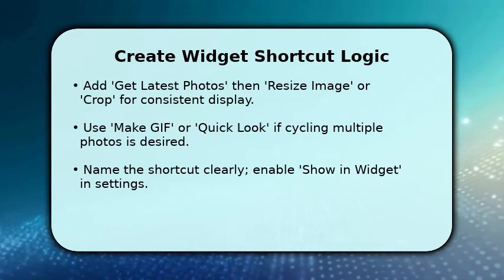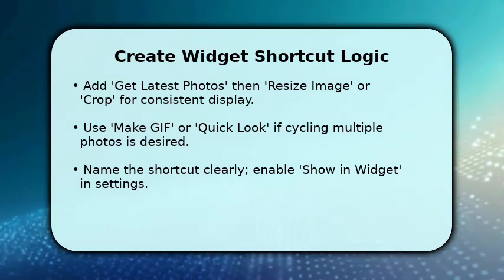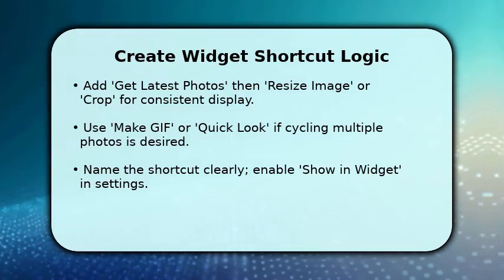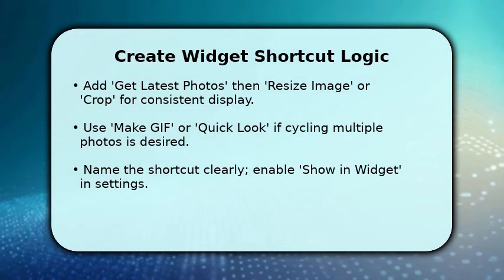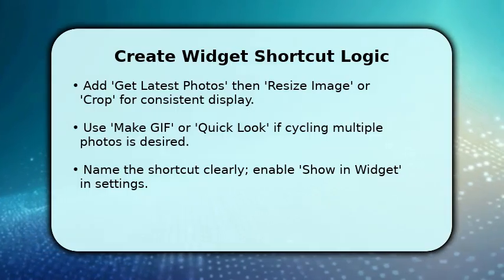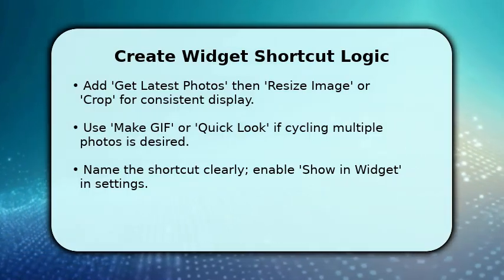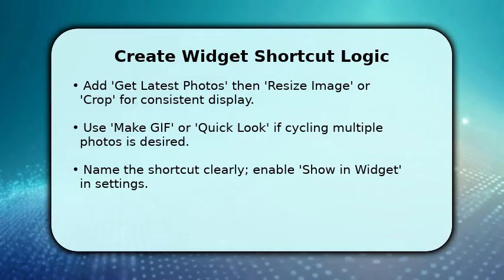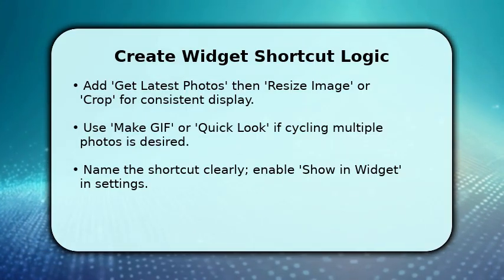You'll add image processing steps like resize or crop so photos fit widget dimensions, because widgets crop differently. If you want multiple photos, make a GIF or use a repeat with Quick Look to rotate images. Once the actions are ordered, tap the shortcut settings and enable Show in Widget. This exposes the shortcut to the home screen widgets.